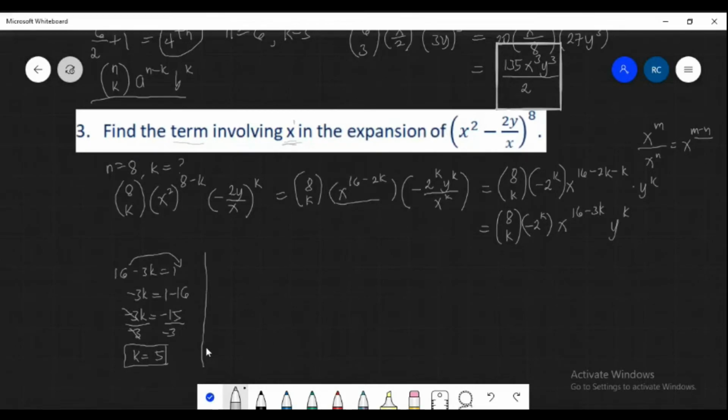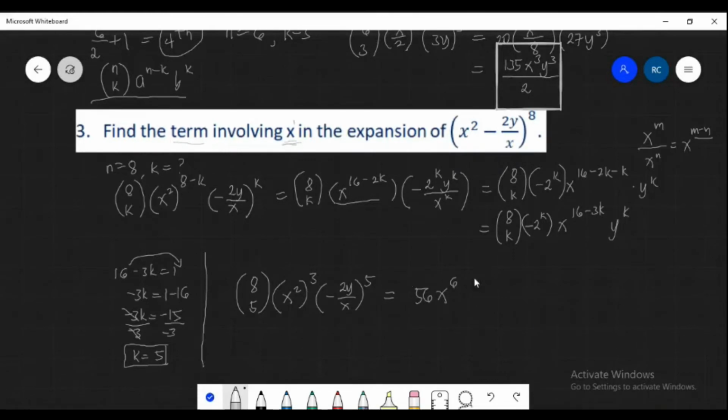Okay na tayo. So, balik na tayo dito sa formula. Okay, balikan na natin yung formula. So, 8 combine 5, tapos x squared raised to 8 minus 5 is 3 times negative 2y over x raised to 5. Simplify. Everybody press 8 combine 5. 56. Okay, very good. 56. And then ito ay x raised to 6. So 2 times 3 is 6.